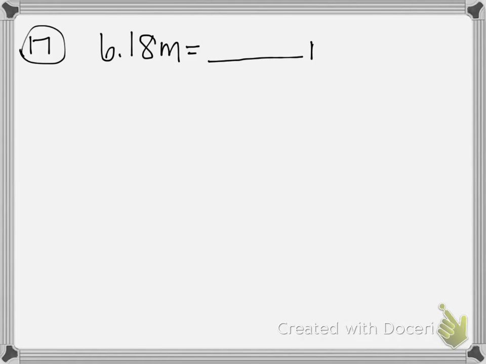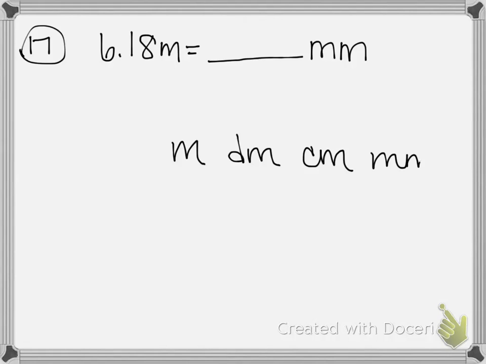Okay, so let's look at 17. 17 has 6.18 meters equals how many millimeters? Well, if you remember your prefixes, if we had meters in the middle, and if we go right, because we're going smaller, then we had, was it decimeters? So we had dm here, and then we had centimeters, and then we had millimeters.